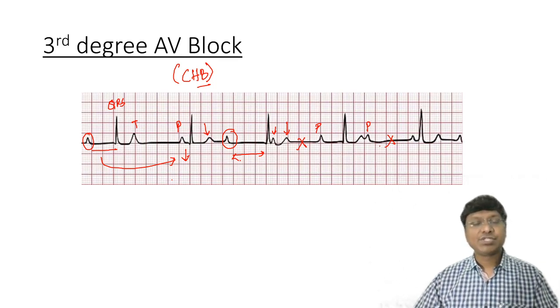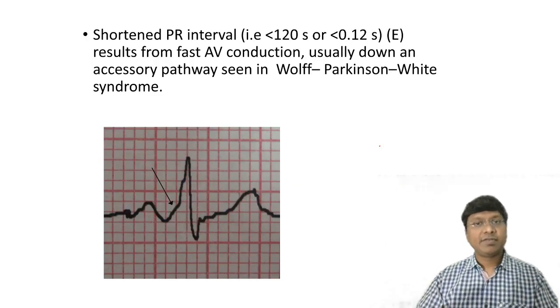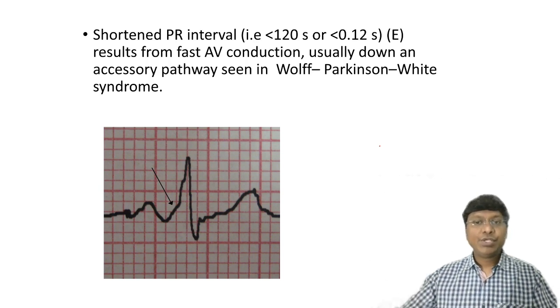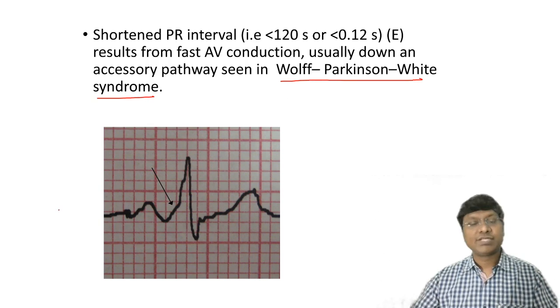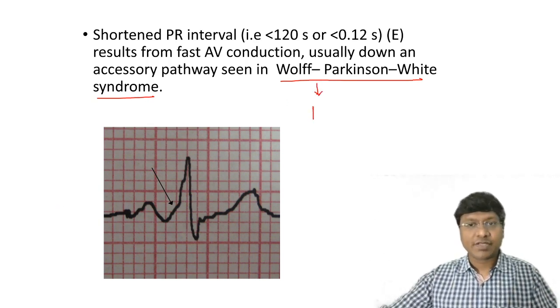So these are the conditions where you have a prolonged PR interval. And now the condition where the PR interval will be shortened, right? That means the PR interval is less than 120 milliseconds. You will have that in patients with what is called WPW syndrome, that is Wolff-Parkinson-White syndrome. Wolff-Parkinson-White syndrome is one of the pre-excitation pathways, or your pre-excitation syndromes.